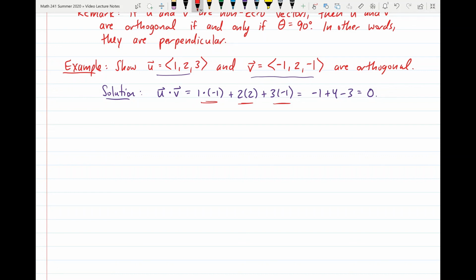Okay, so that is the end of the material for the first half of section 12.3. Just keep a lookout for the second half of section 12.3.